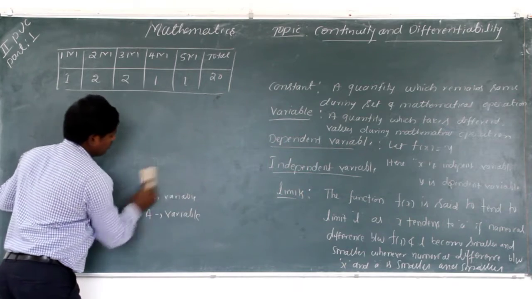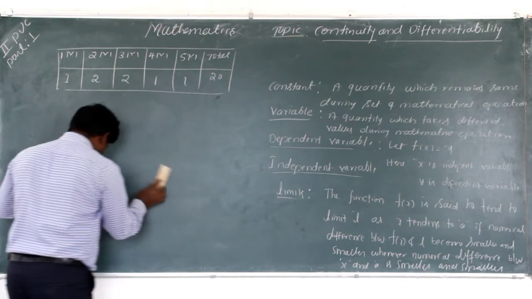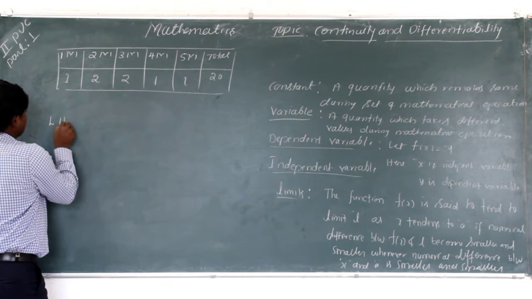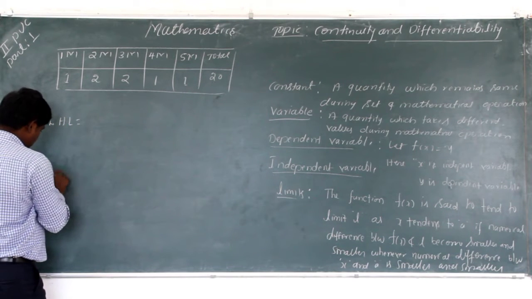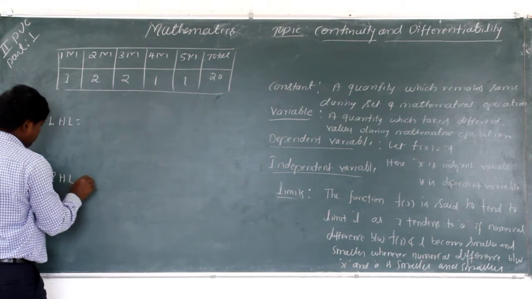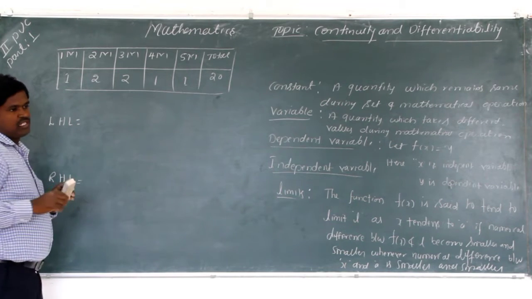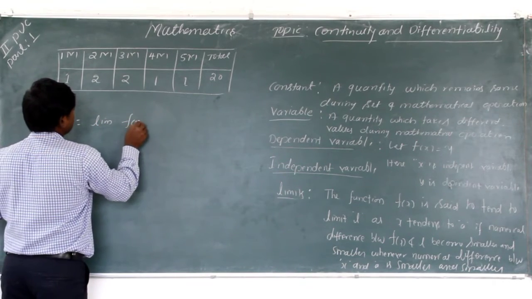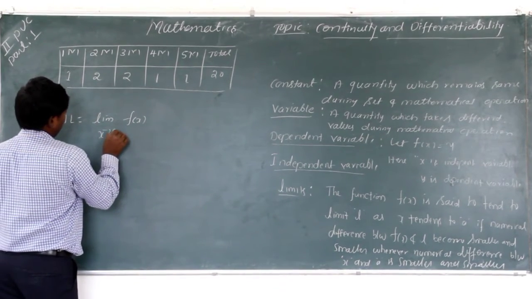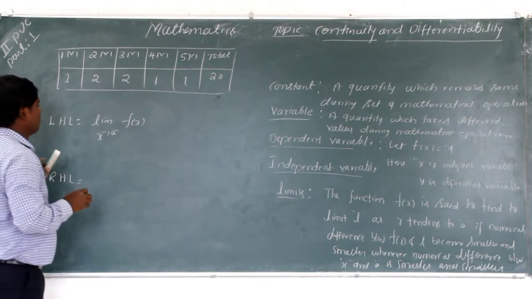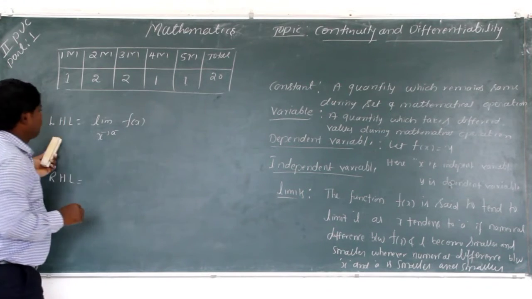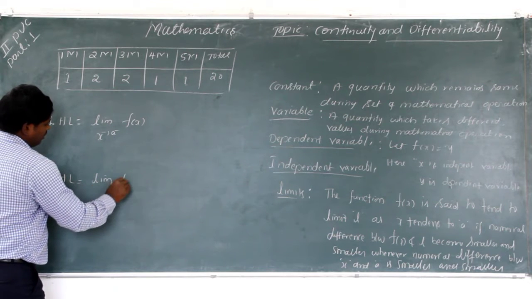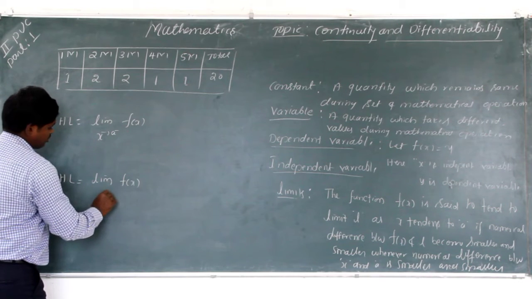So next is left hand limit and right hand limit. Okay. So left hand limit and right hand limit, this is also in the first QC. So limit f of x as x tends to a minus is called the left hand limit, and the right hand limit is limit f of x as x tends to a plus.